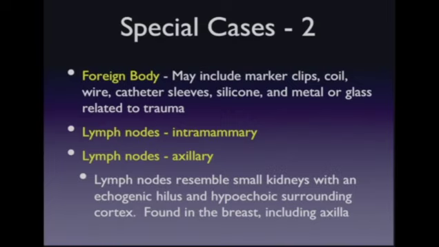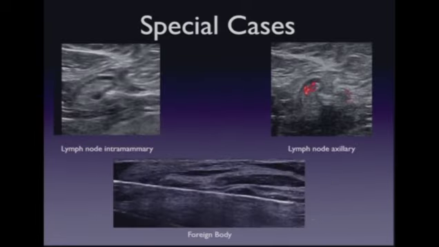Additional special cases include foreign bodies, and these may include marker clips, coils, wires, catheters, sleeves, silicone, and metal or glass related to trauma. We can also see lymph nodes. They can be either intramammary or in the axilla, and these are normal findings within the breast. Lymph nodes resemble small kidneys with an echogenic hilus and a hypoechoic surrounding cortex, and again, they're found normally in the breast, including the axilla, and just because you find them does not mean that they are abnormal.